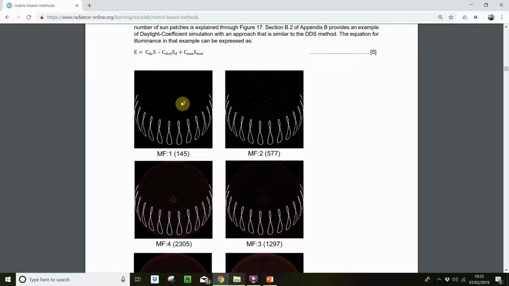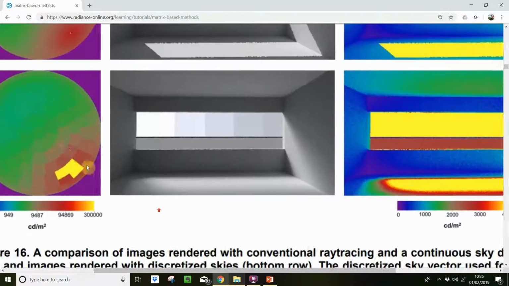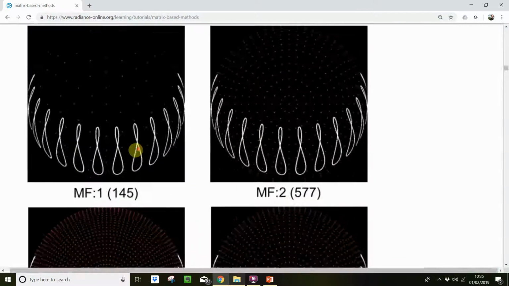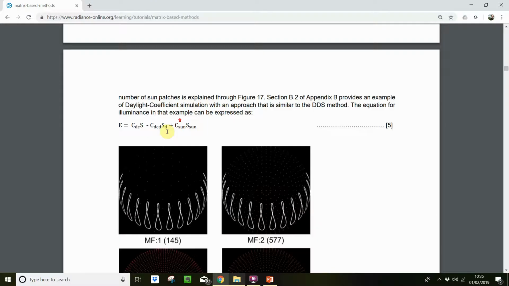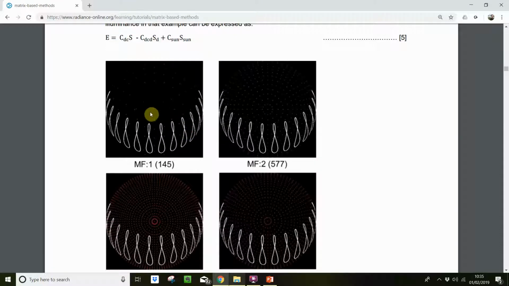Because you only have this number of patches available, only the center of each patch is a possible sun point. So on a 145 sky division, if your sun was here, the computer will assume it's here. And if the sun is here, the computer will assume it's here. It does a little bit more work than that to make it a little bit more accurate, but the point I'm labouring is there is an inaccuracy.